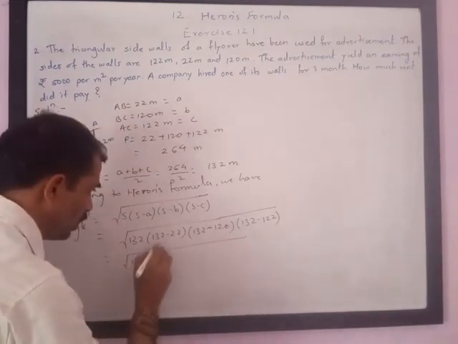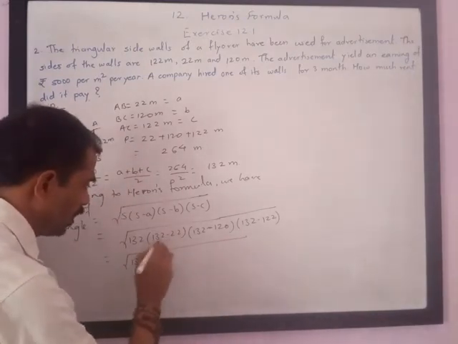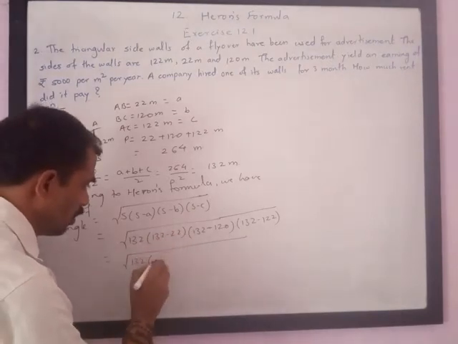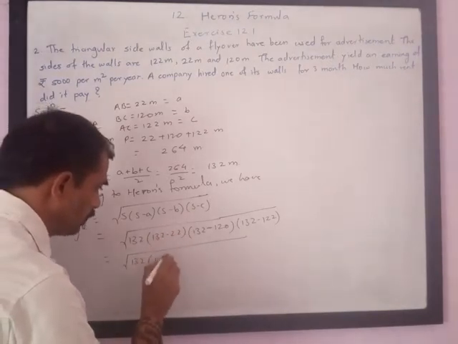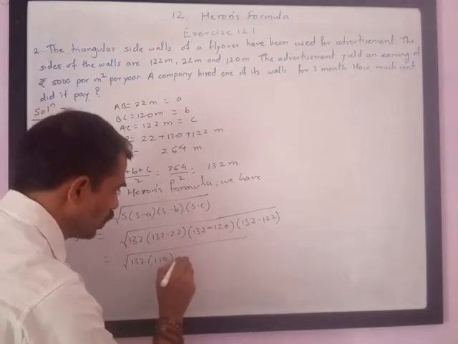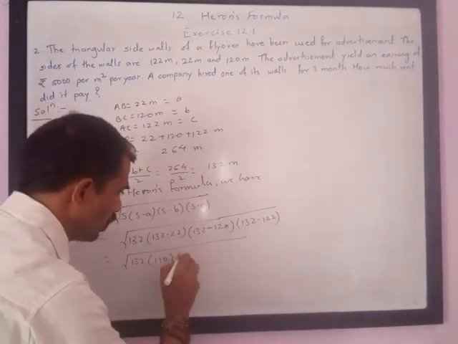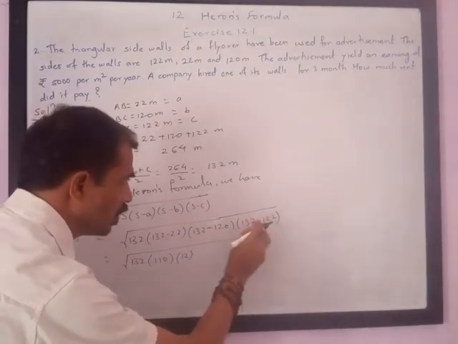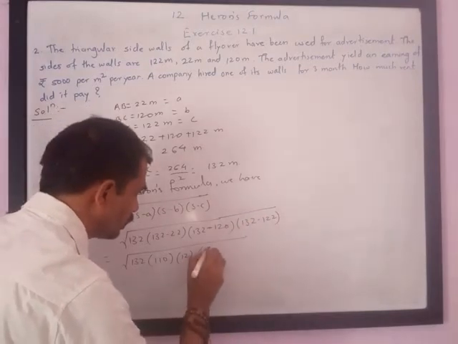So this is equal to under root 132 multiplied by 110, multiplied by 12, multiplied by 10.